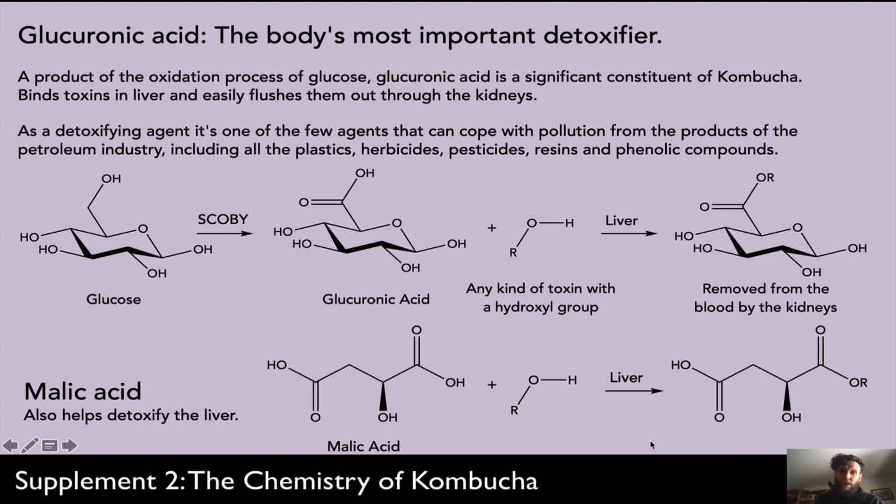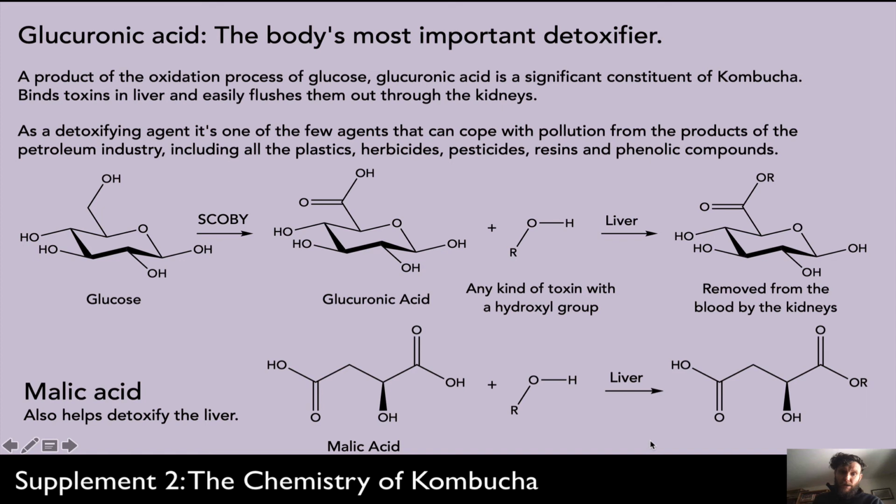So the first is glucuronic acid. Glucuronic acid is probably the body's most important detoxifying molecule. All right. And we get glucuronic acid from the oxidation of glucose. Glucose is certainly in the sugar that needs to be in the tea for the SCOBY.